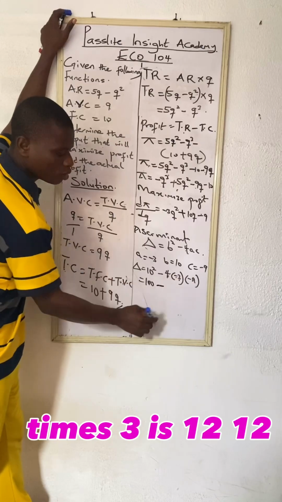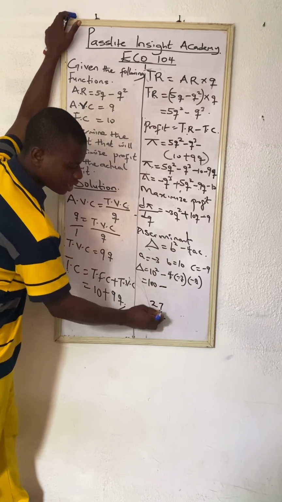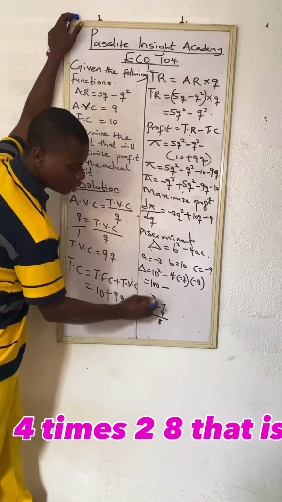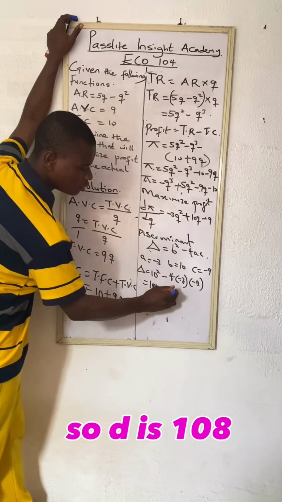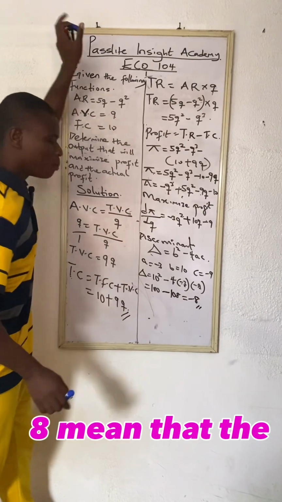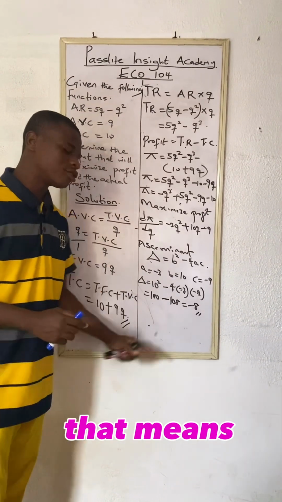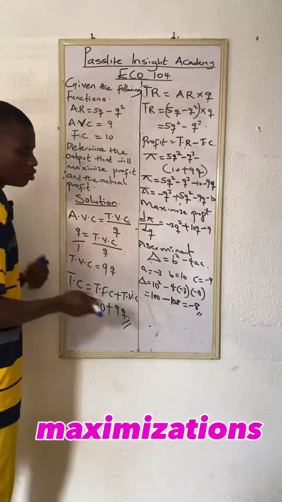12 times 9, what do you have? Or 3 times 9, 27, times 4. 4 times 7, 28. 4 times 2, 8. That is 108. So D is 108. So 100 minus 108, that is minus 8. Meaning that the company is at a loss. When you have a negative, that means a loss maximization. So that is the answer.